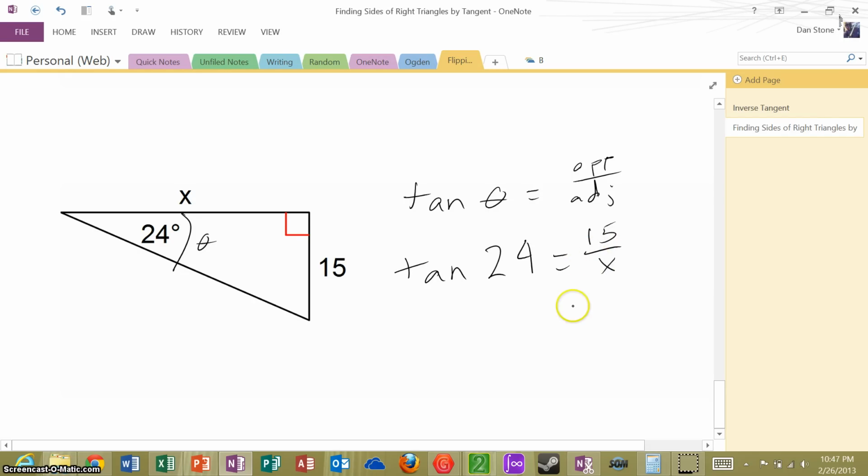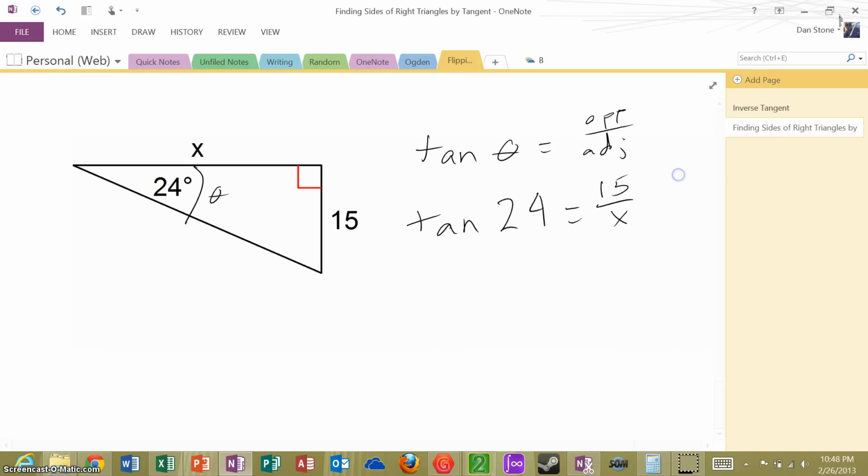Adjacent, there's x. Now this time I'm not going to put this tangent of 24 into my calculator right away. It is a number, but in general I like to save all my calculator work to the very end so that I don't have to keep going back and forth to it. It also helps reduce calculator errors.